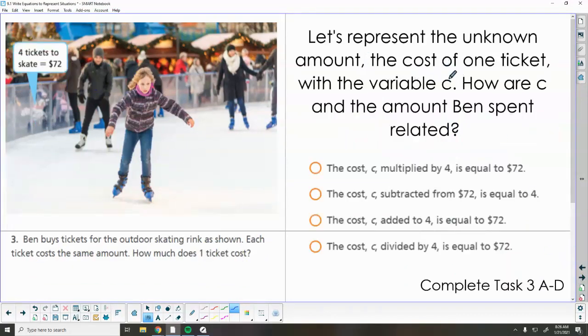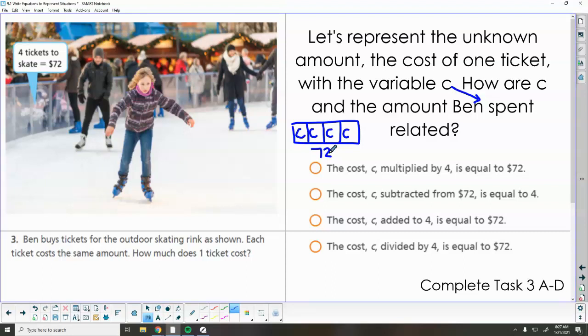So how is C and the amount Ben spent related? So let's draw that picture again. So we know our total was 72. This whole box is 72. And we know that he bought 4 equal tickets. So each of these are the cost of a ticket. And altogether, they equal 72.